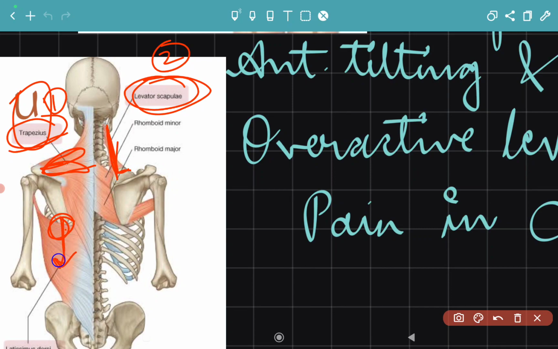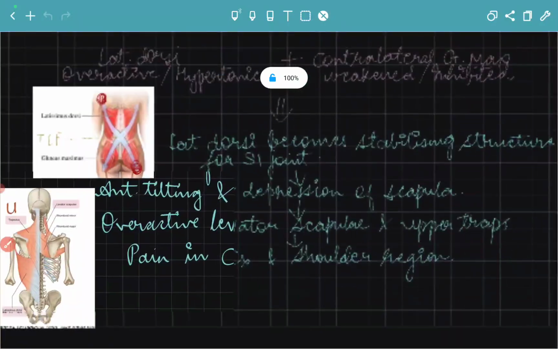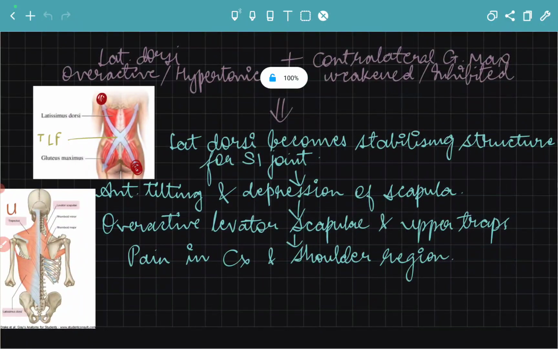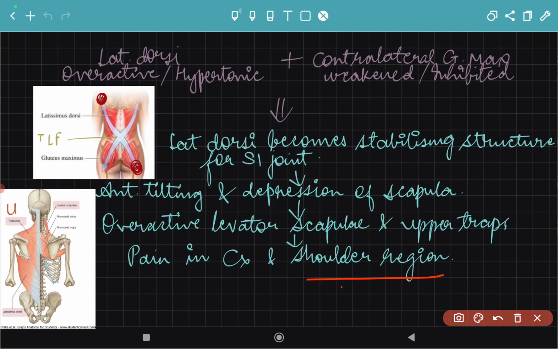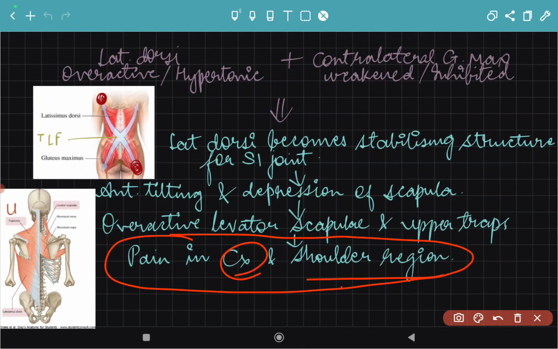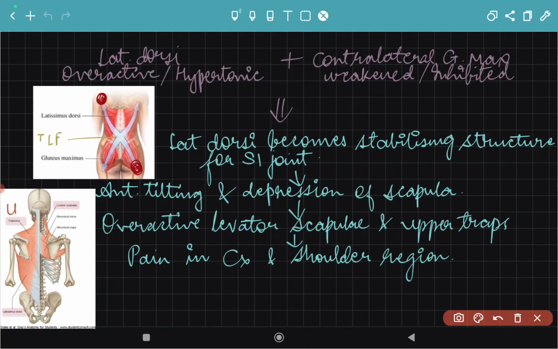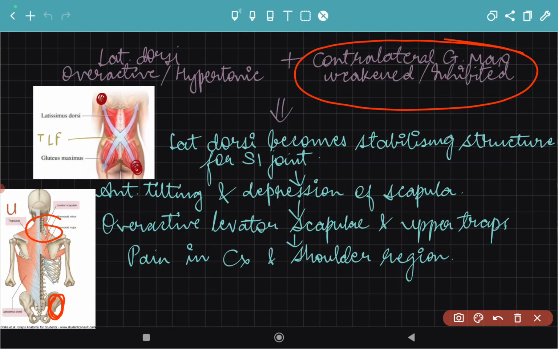Since we know that overactive latissimus dorsi is causing depression of scapula, to overcome that, upper trapezius as well as levator scapulae will become overactive, which will cause dysfunction in shoulder region as well as the cervical region. As symptoms, it may present as pain in cervical as well as shoulder region. So here we understood that weak or inhibited contralateral gluteus maximus can also give rise to shoulder as well as cervical pathologies.